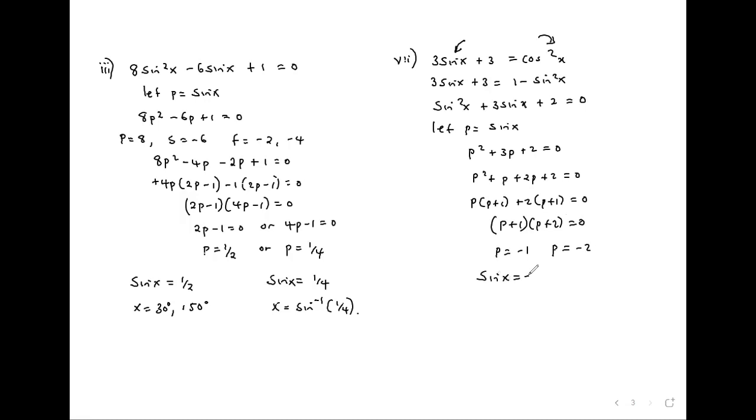So sine x is equal to -1 only when x is positive 270. But sine x is equal to -2 is undefined, since sine runs from -1 to 1, where it is defined. Anything outside those is undefined. So our only solution here is x is equal to positive 270.